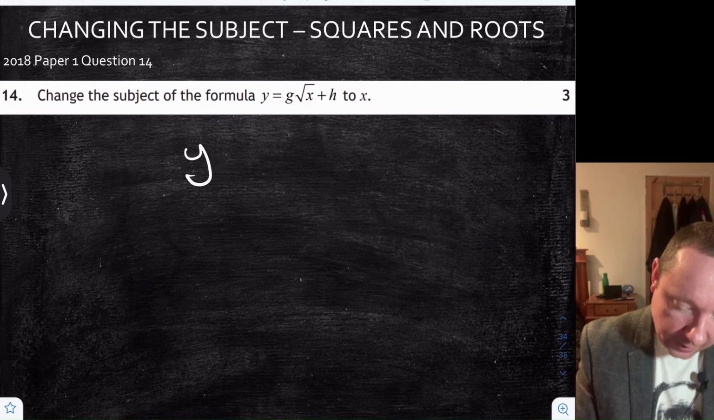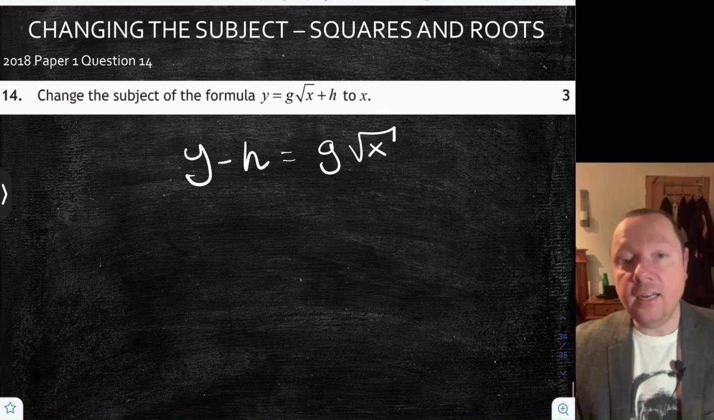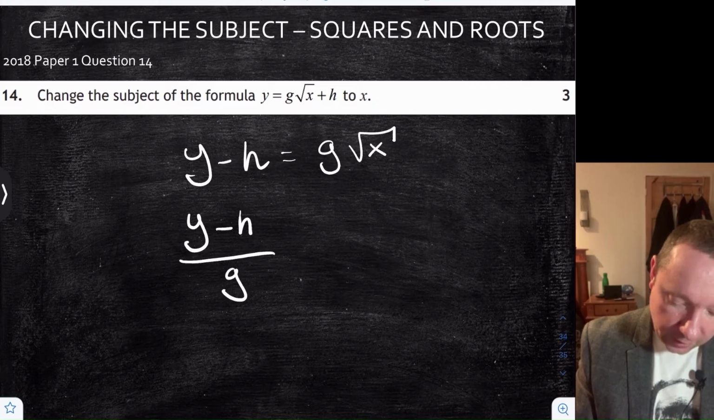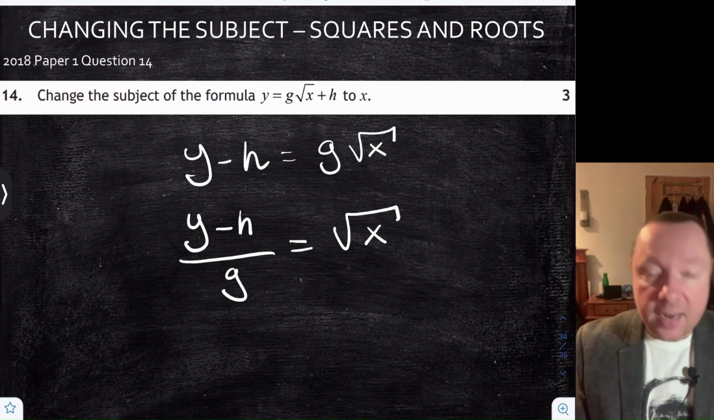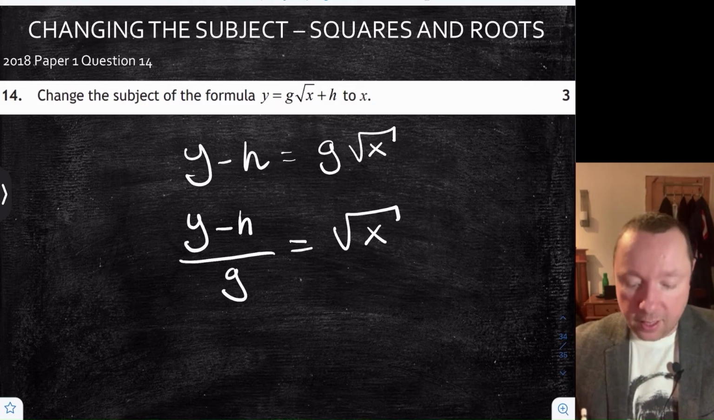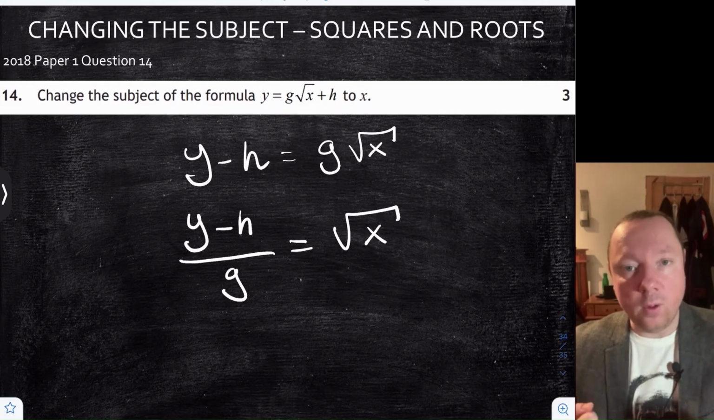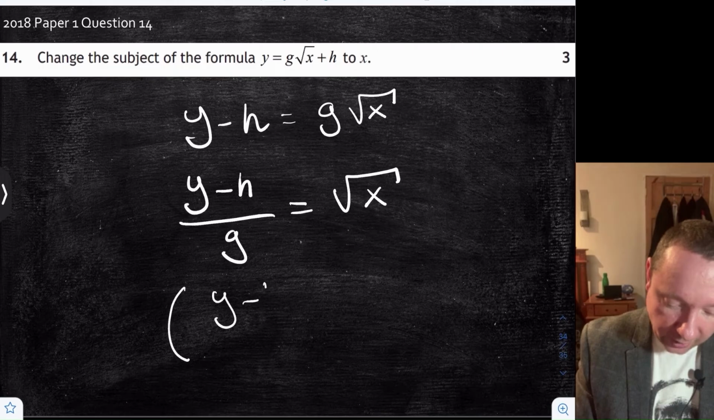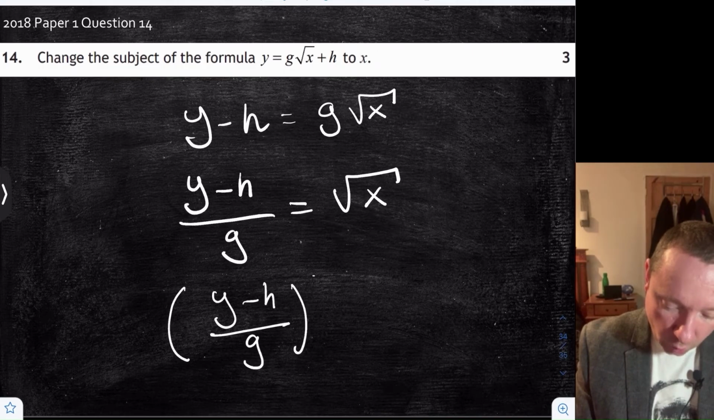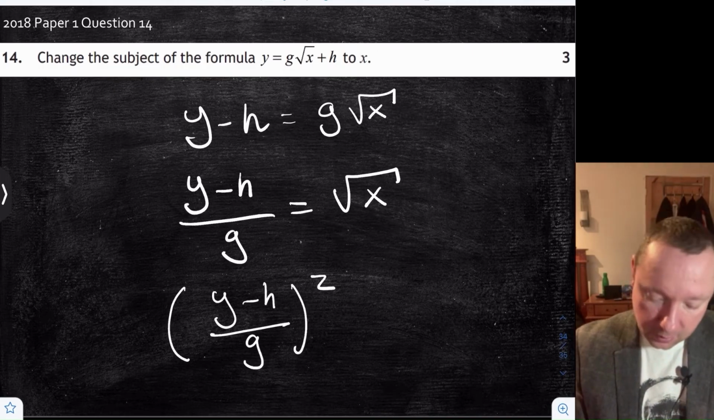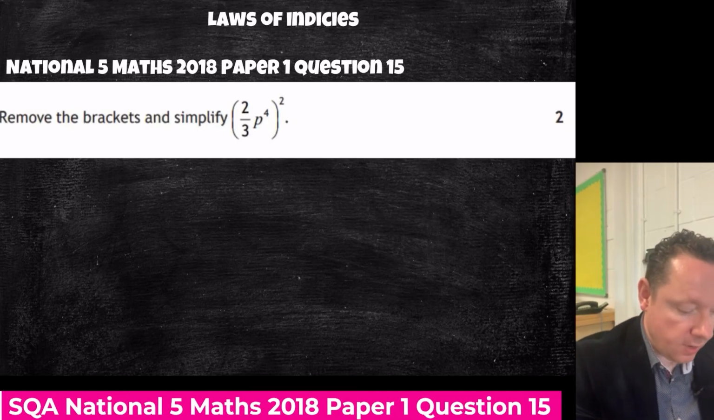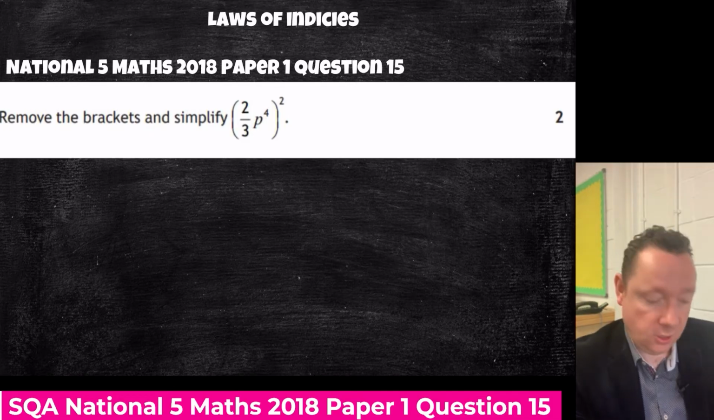So y minus h equals g root x. Dividing by g, we get y minus h over g equals root x. And now, since we've eliminated everything and we've got root x on its own, we can just square both sides. So we can just write a big bracket, y minus h over g squared. The whole thing's getting squared, equals x. And we're done.